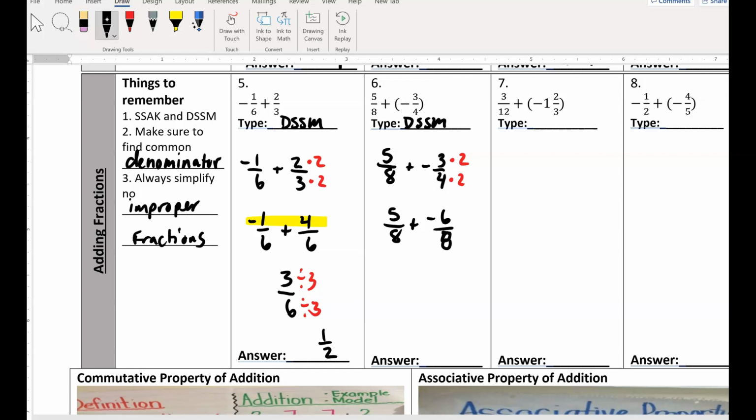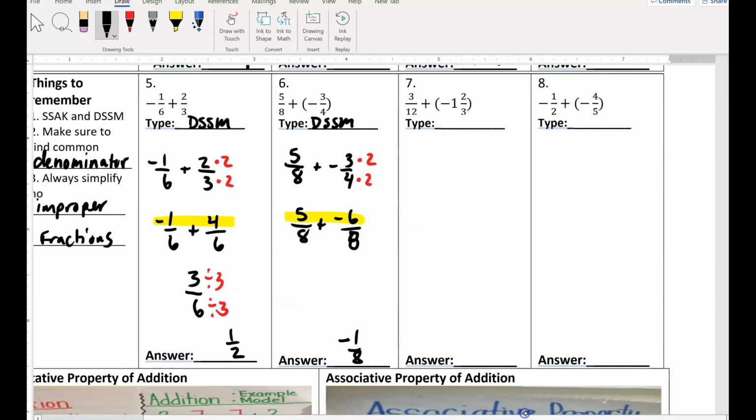Again, I'm asking myself, okay, I got common denominators. Now I just need to look at my numerators. So 5 plus negative 6, that is negative 1 over 8, and that is totally simplified. Right? Think about this real quick before we go. It's a DSSM. There are more negatives. My answer is going to be negative, right?